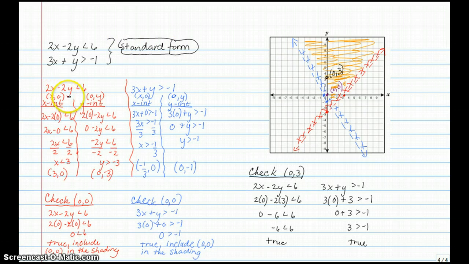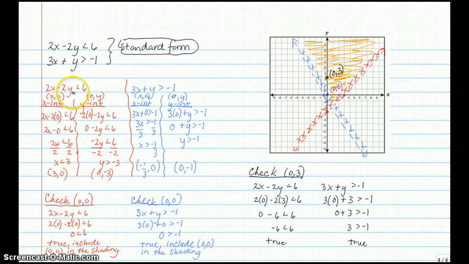So for 2x minus 2y is less than 6, the x-intercept would be an x value, and then the y value would be 0. So for the x-intercept, 2x minus 2 times 0 is less than 6. 2x minus 0 is less than 6. 2x is less than 6. Divide both sides by 2, and you end up with x is less than 3. Now don't worry so much about that. This is just telling you its x-intercept, which is (3, 0).